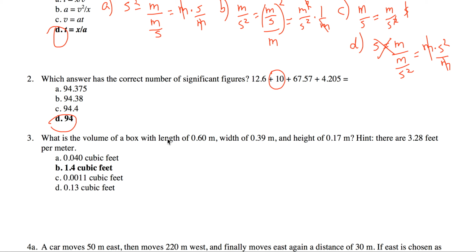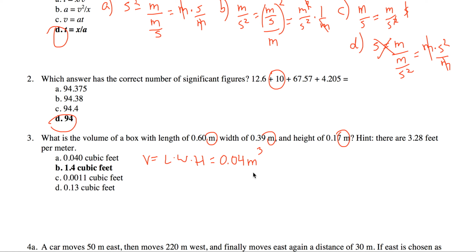Let's do number 3. We're looking for the volume of the box. This is a conversion problem. So first we need to know that the volume of the box equals the length times the width times the height. So when we multiply these three numbers, we get about 0.04, and it's meters times meters times meters, so that gives us meters cubed.